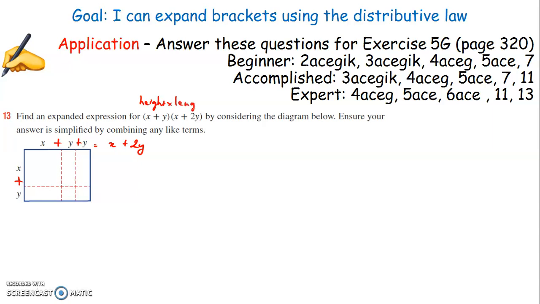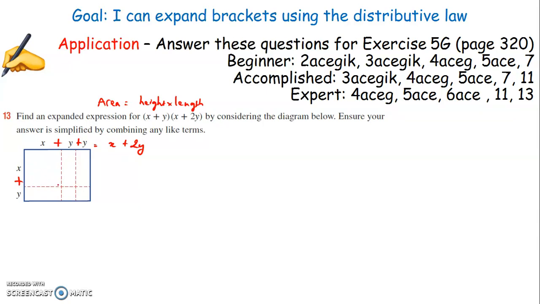So here what we have is the height of a rectangle multiplied by the length. Now, what do we learn about rectangles that have height multiplied by length? It's area, right? So what we're doing here is the same as finding the area. This area is made out of 6 different shapes, so we're going to find the area for each of these shapes, and then combine them together. That's why it says ensure that our answer is simplified by combining any like terms.